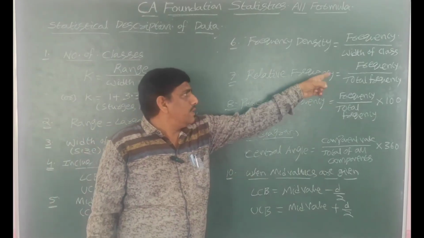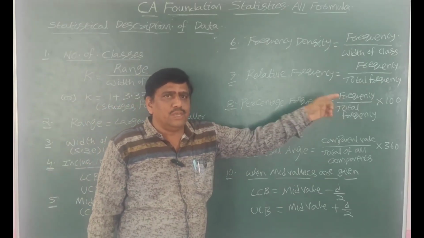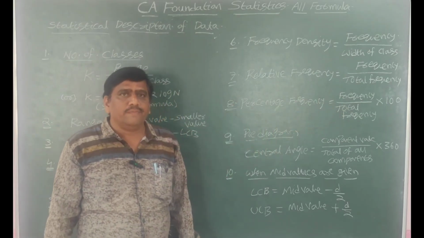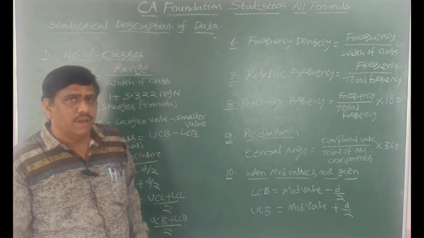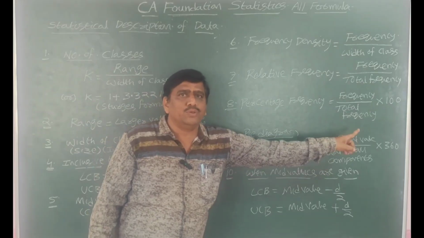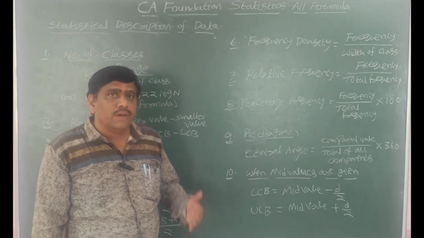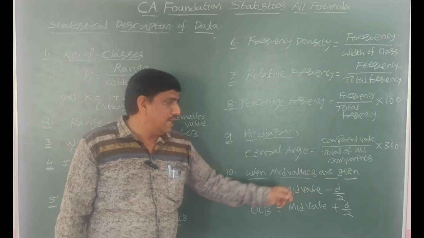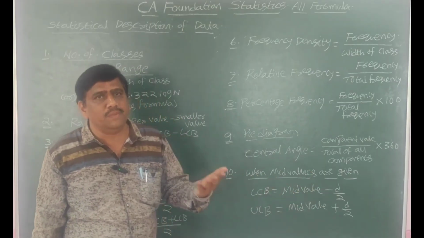Relative frequency means frequency by total frequency. Percentage frequency means frequency by total frequency into 100. That means relative frequency into 100 is percentage frequency. And similarly, coming to the pie diagram, sometimes you are going to find the central angle of the components. For finding the central angle, the formula is component value divided by total of all components into 360. And when mid values are given instead of class intervals, from mid values you can find class boundaries also. The formula for LCB is mid value minus D by 2, and for UCB is mid value plus D by 2, where D is the difference between the mid values.